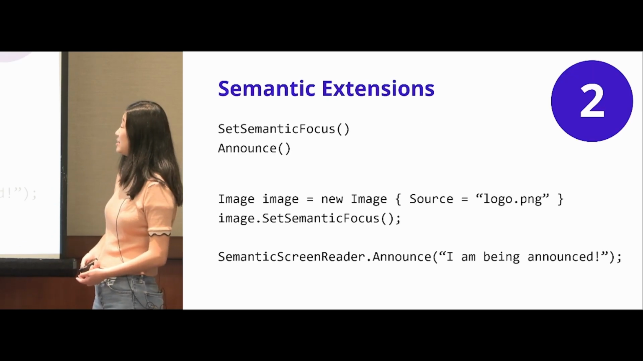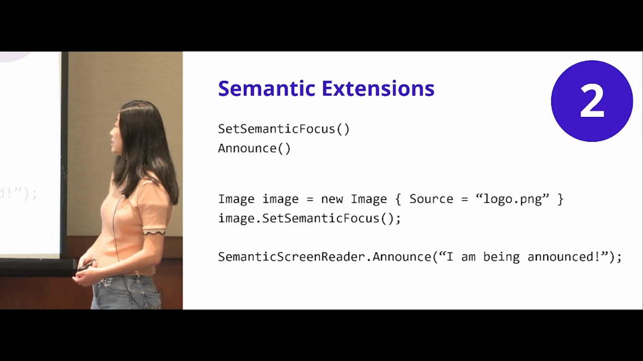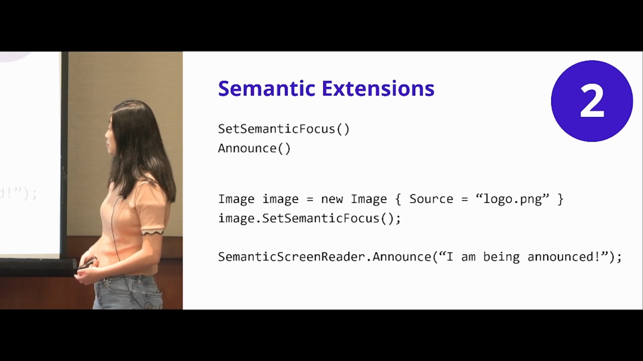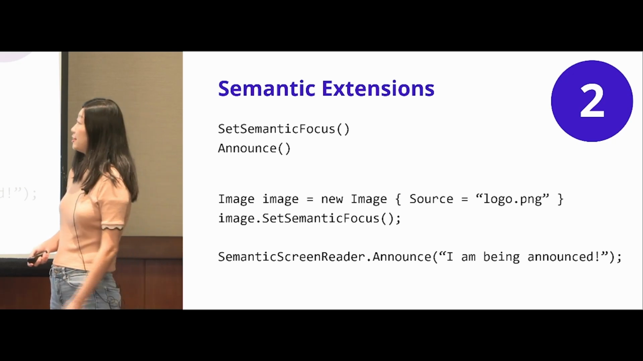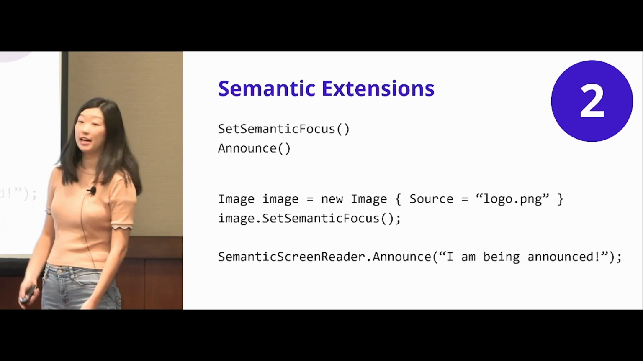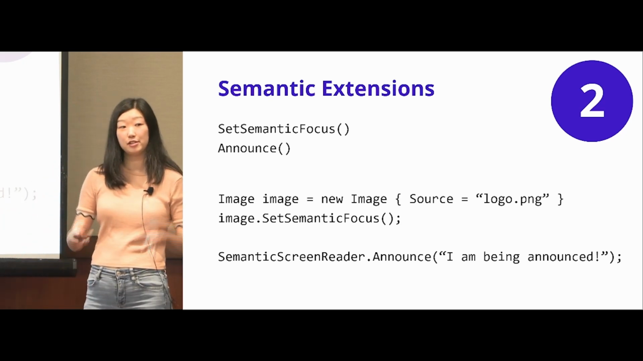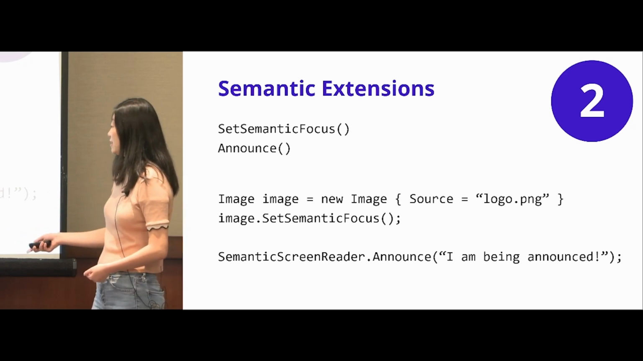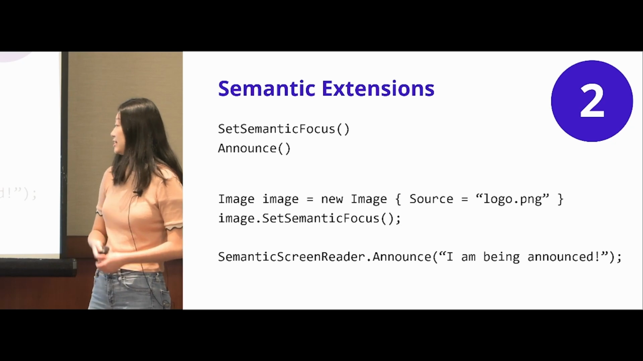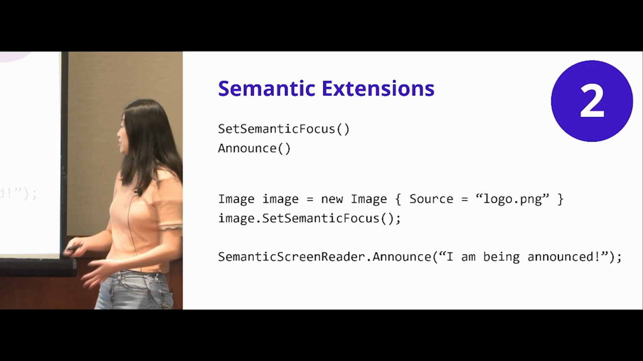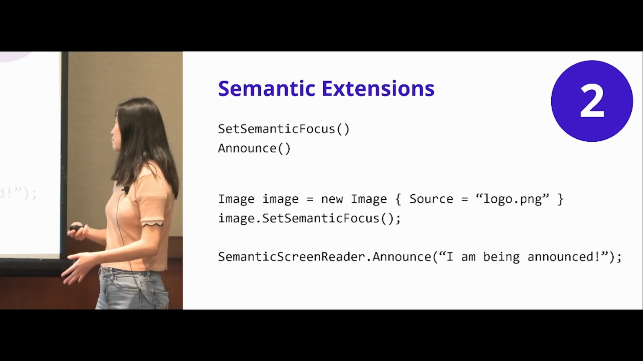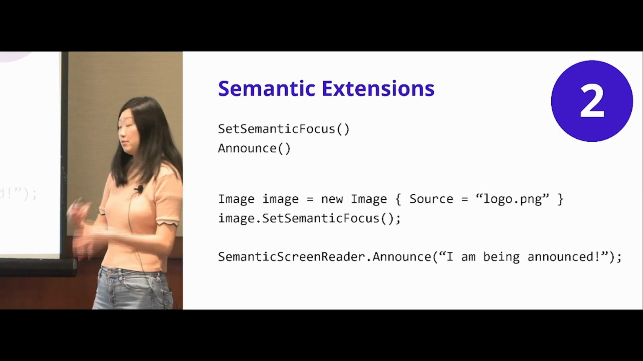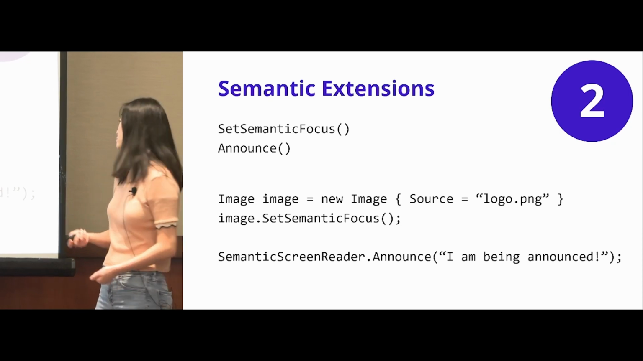We also have other semantic APIs. We have semantic extensions and other screen reader APIs. We have one called SetSemanticFocus that allows us to indicate if we want a specific control to receive the screen reader focus. We also have a SemanticScreenReader.Announce method that allows us to indicate a specific string to be read aloud, and it doesn't necessarily have to be associated with a specific control as the semantic properties do.